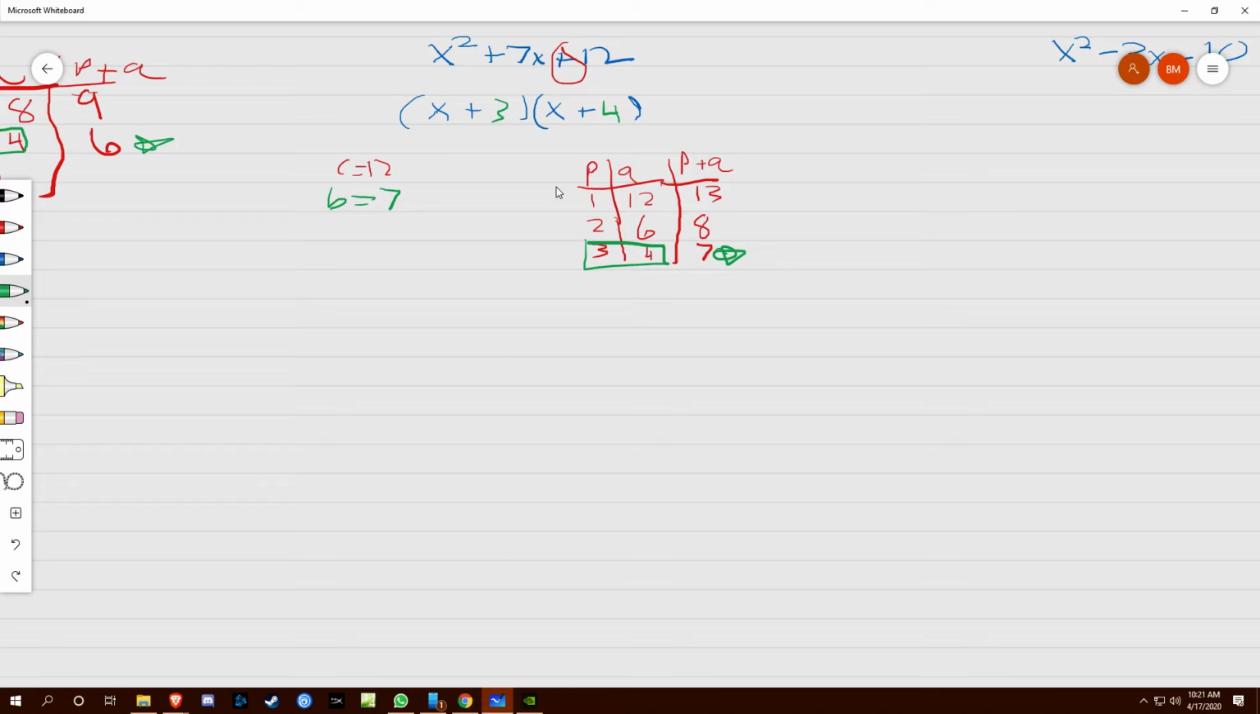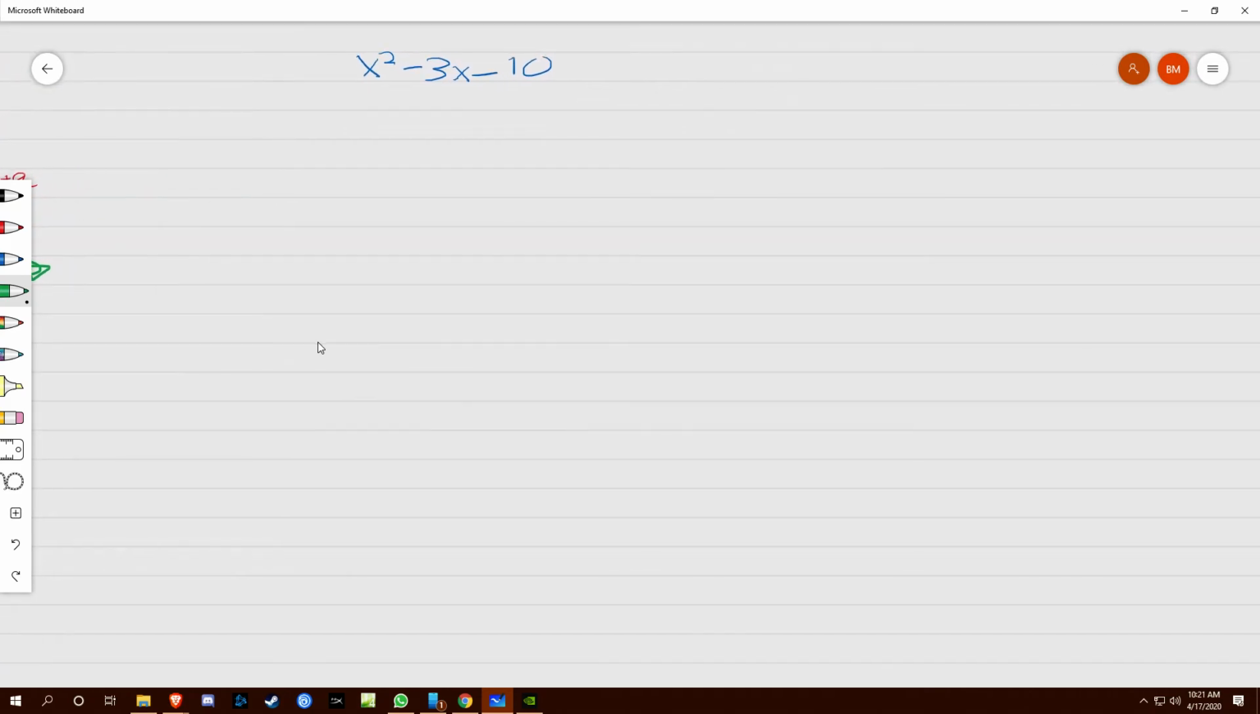So we just have to do it in the first step. So we identify my C term. I get all my factor pairs of C. I then identify my B and see which one fits. And I go from there. The next one is going to have a little bit of a trick here.